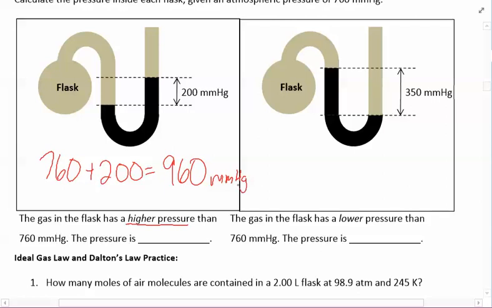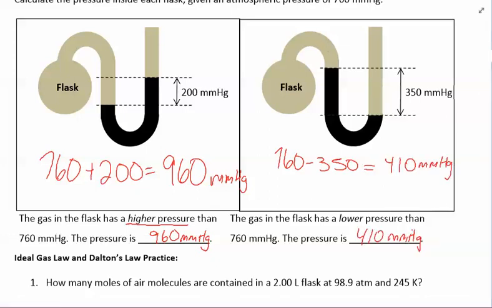Now, for calculating pressure using a manometer, I'm not going to be worried about sig figs here. So for the other one, 760, we have the flask. The mercury comes higher, so we're going to subtract. So you end up with 410 millimeters of mercury. So it just depends on the situation. I always think of the flask versus the atmospheric pressure.